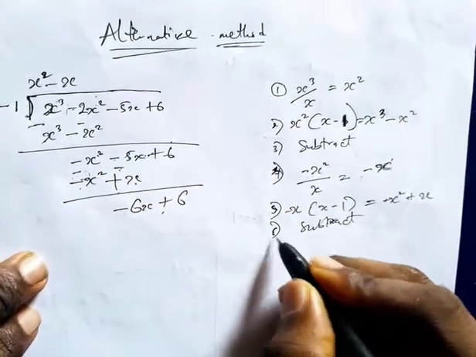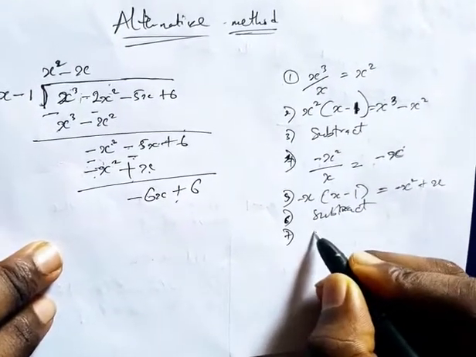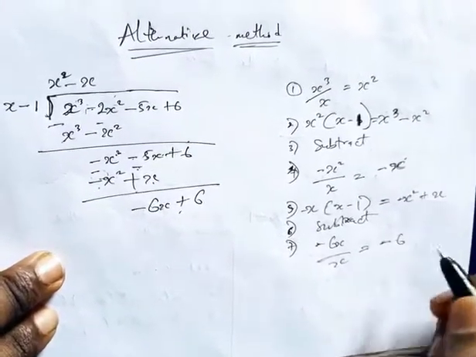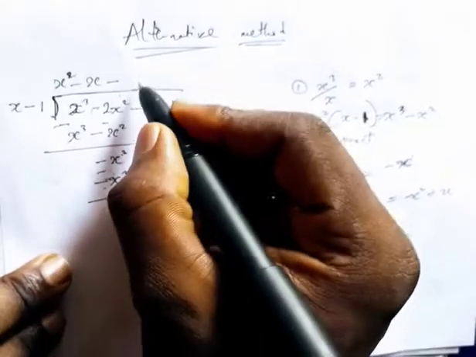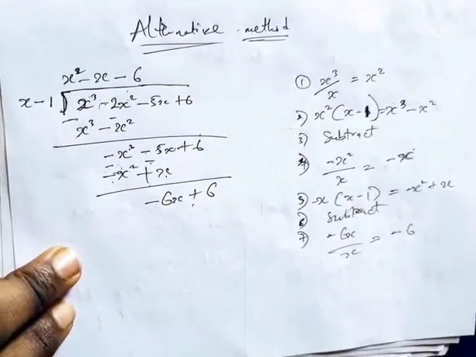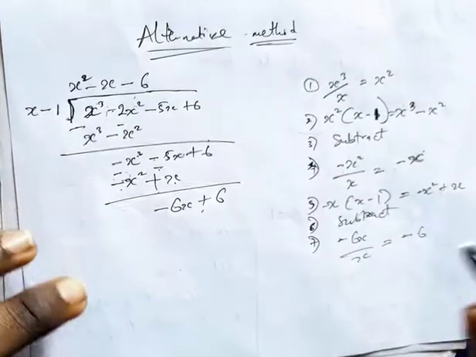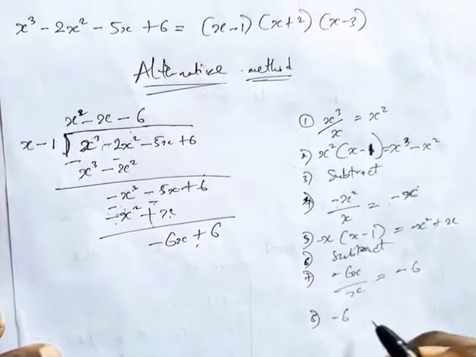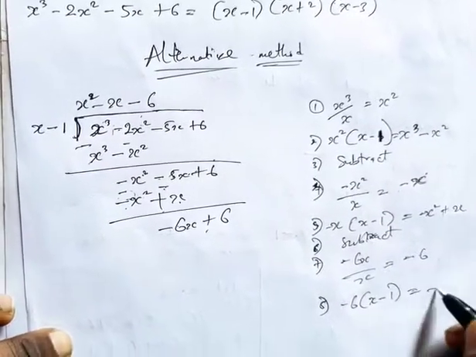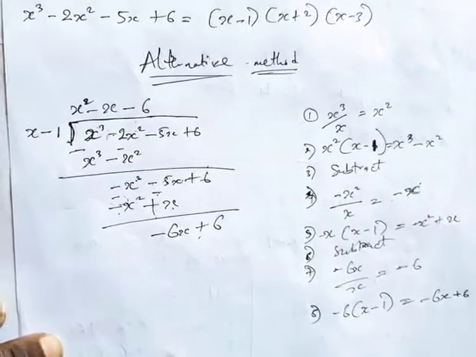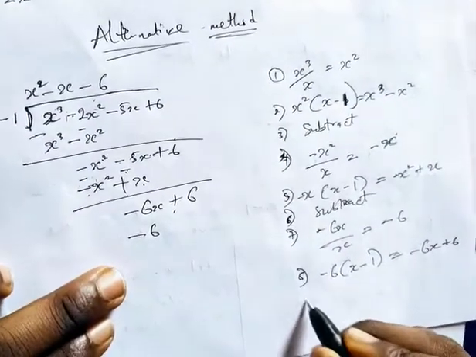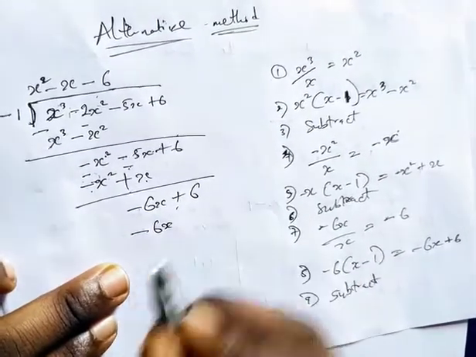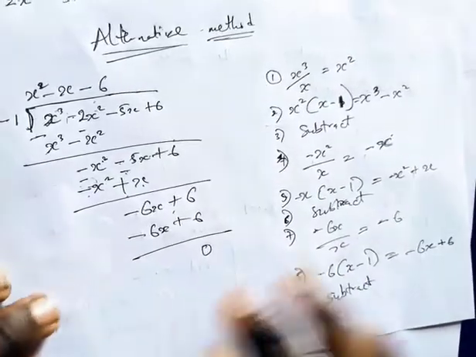So I do this step one more time. Negative 6x divided by x gives me negative 6. So this is negative 6 here. Then I multiply my negative 6 by x minus 1 to get negative 6x and positive 6, which I input here, and then subtract. So I put it here, negative 6x plus 6, and this gives me 0.